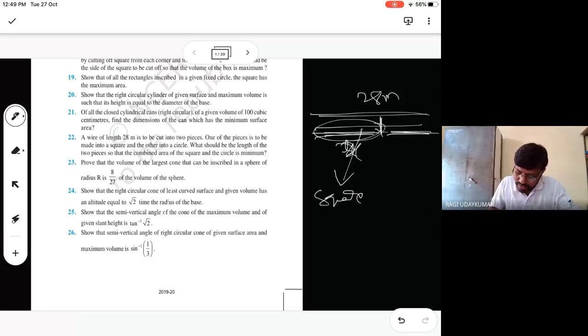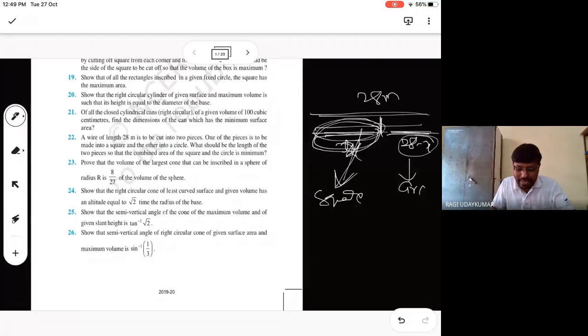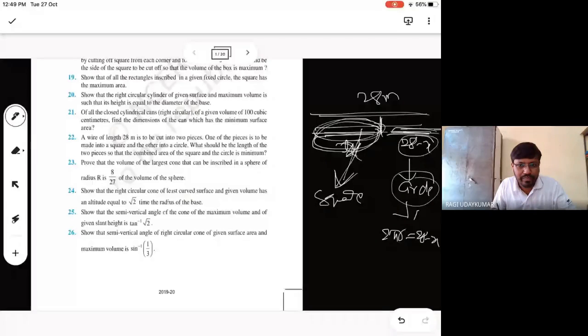Okay, don't worry. So this is x, if I am considering. With this I made a square. So the total length is 28. Then the remaining length is 28 minus x. With this I made a circle. So making this wire into a circle, the circumference of the circle is nothing but 2 pi r. 2 pi r is equal to 28 minus x.